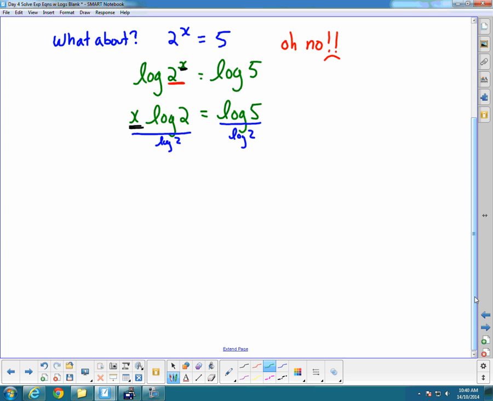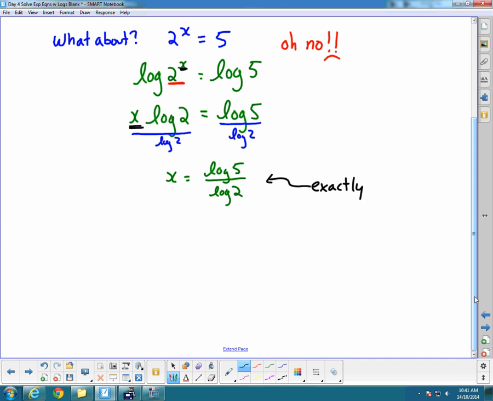And so we would have x being left by itself, log 5 over log 2. And that is the exact answer to our question. We've been able to solve it. This is called the exact answer. It's sort of like root 3 would be an exact answer, or you could actually take the square root and get a decimal. Same thing here. We have log 5 over log 2 as the exact answer. So it would be precise.